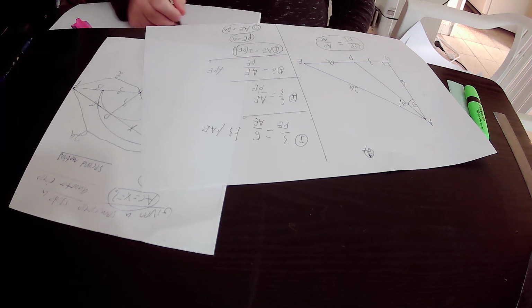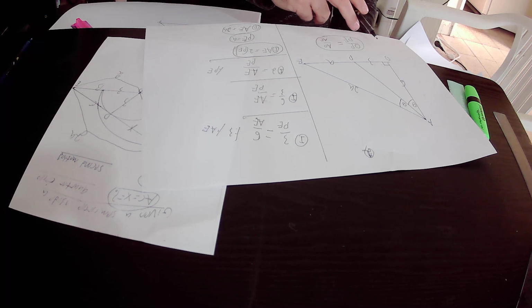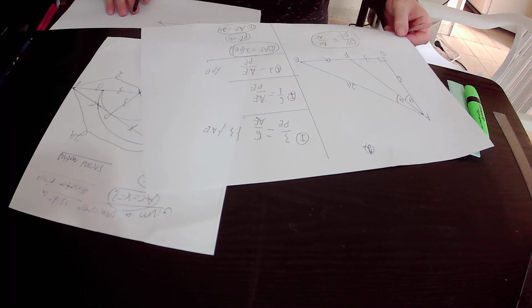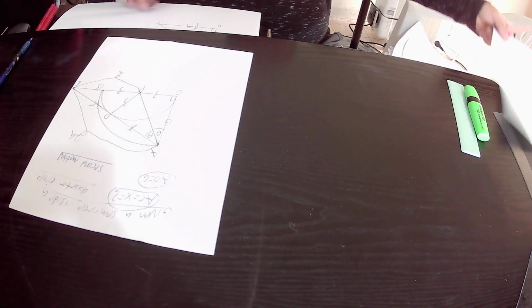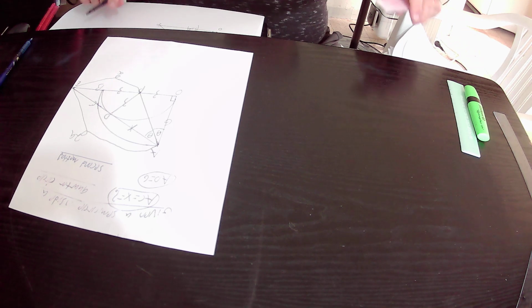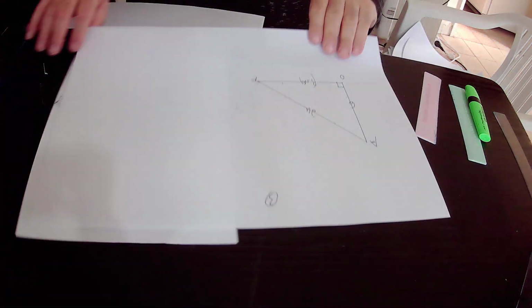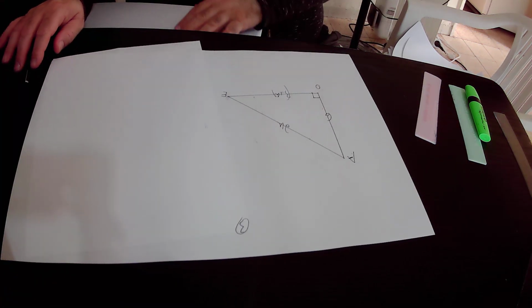AE equals to 2a, AO equals to 6, and from the drawing you can see that OE equals to 3 plus a. So here, this is the right triangle AOE that I copied from the original drawing.